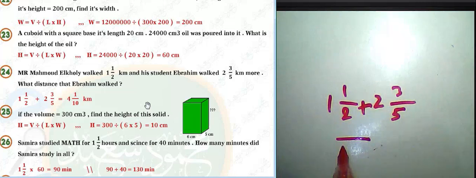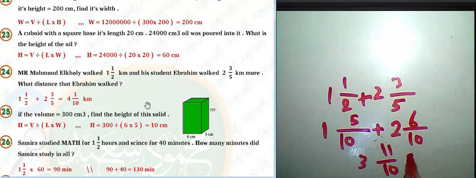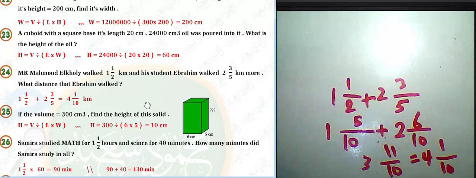We can write the least common multiple. It will be 10. 2 times 5 equals 10, 1 times 5 equals 5, 2 times 5 equals 10, 2 times 3 equals 6, 2 plus 1 equals 3, 5 plus 6 equals 11. 11 over 10, divided by 10 equals 1 and remainder 1. 1 plus 3 equals 4, and remainder 1. The result will be 4 and 1 over 10 kilometers.